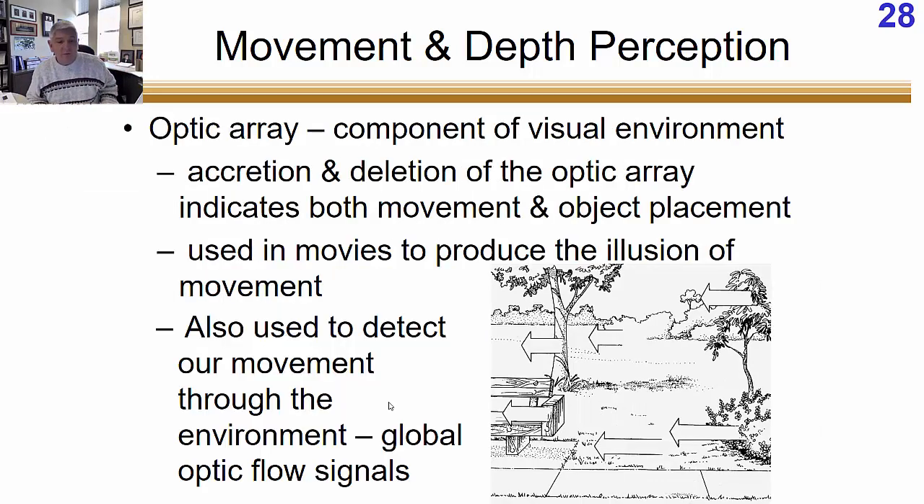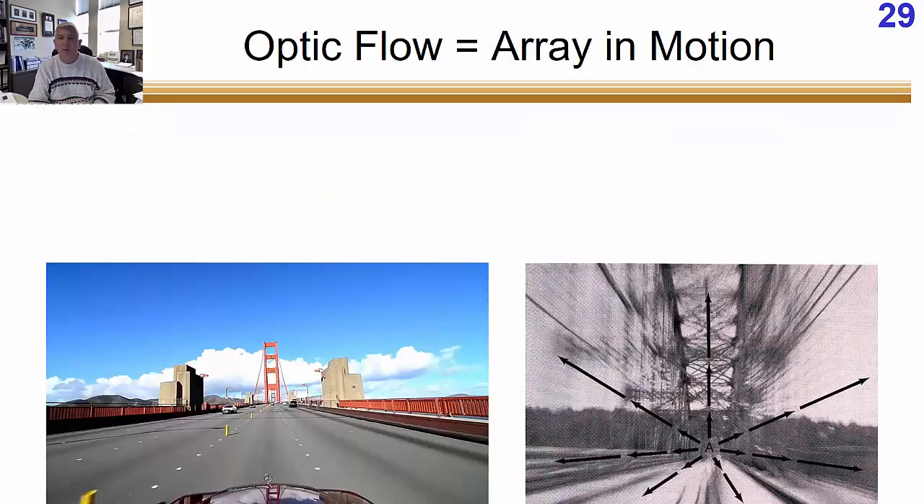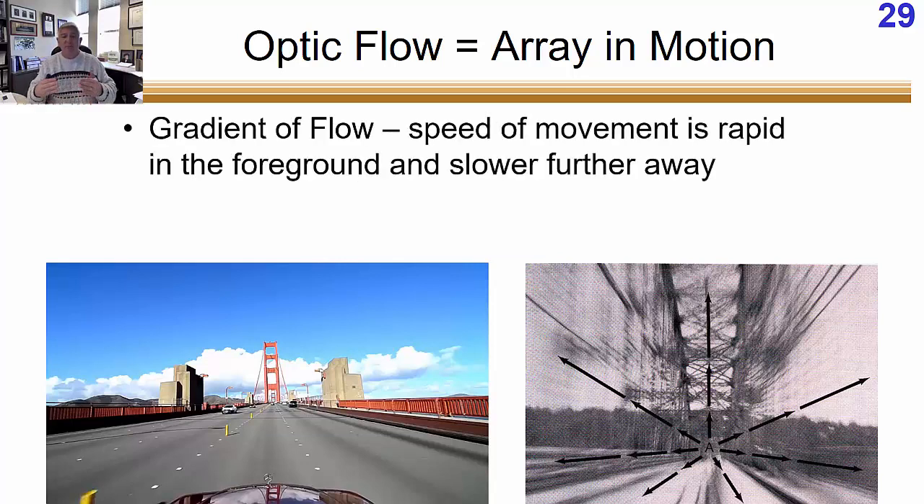All right. So we use these signals not just to detect other people moving, but to help us move through our environment. And when the optic array begins to move, we call that optic flow. So when the optic array is in motion, we have this optic flow, and we have motion parallax, which says that objects that are closer to us are going to move faster than objects that are further away.